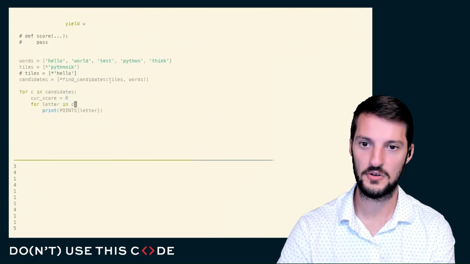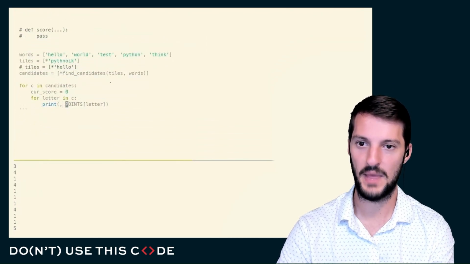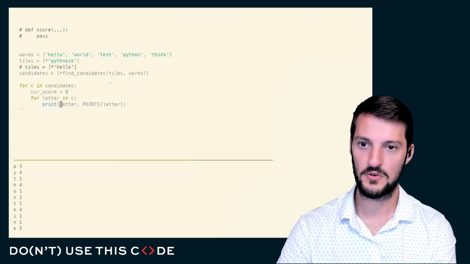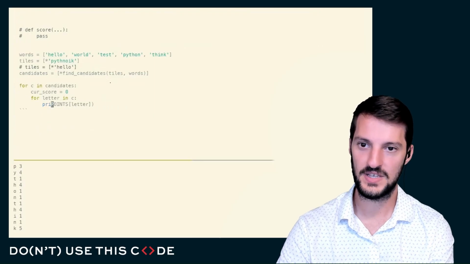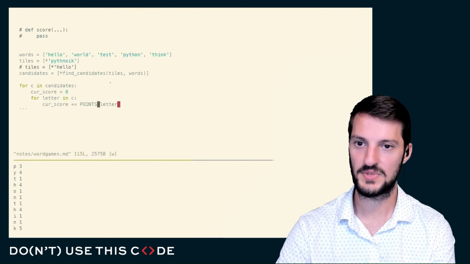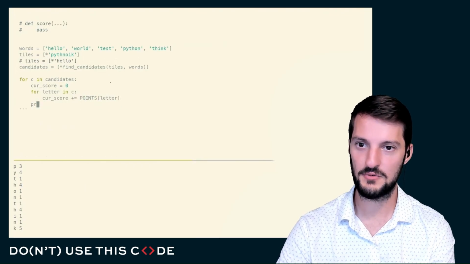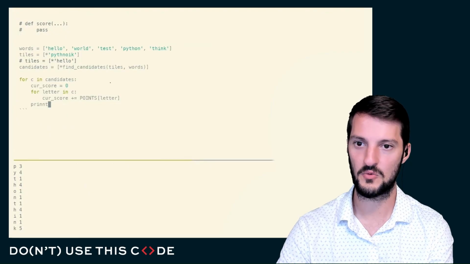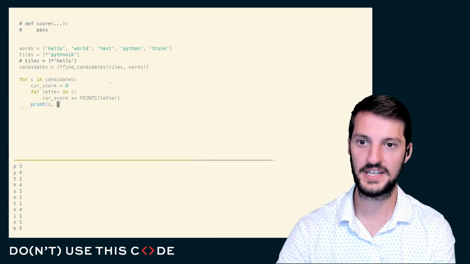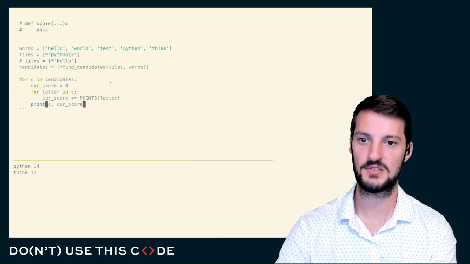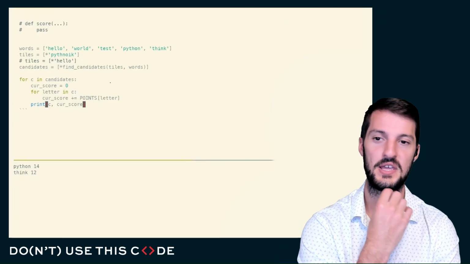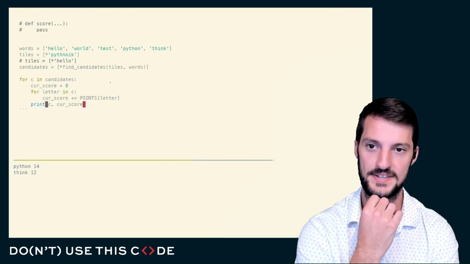Since our letters are all lowercase to begin with, we actually have a mapping here of each letter and how much they are worth. Now, of course, we can take our current score and just increment it by the score of each letter. Something like this. And then we know the score for each of our words. So I'll print out the current candidate as well as the score. In this case, Python scores 14 points, whereas think scores 15 points.